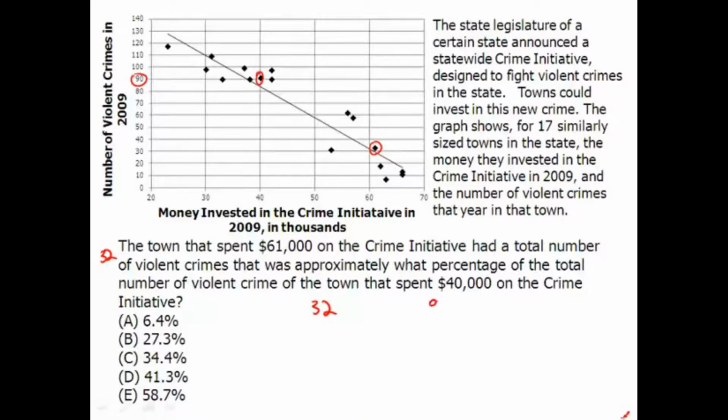So 32 is what percent of 90 or maybe 91, something like that. Well, 30 of 90, that's exactly a third, so we're just over a third. Exactly a third would be 33 and a third percent, so we're just slightly bigger than 33 and a third, and so that leads us to answer choice C.